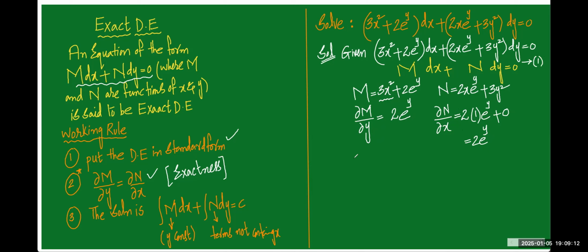Are you getting my point? Therefore, ∂M/∂y must be equal to ∂N/∂x. It means that equation number 1 is exact. Now, once its condition is satisfied, immediately we have to write the solution of this, and let us end the problem. So let us write the solution.